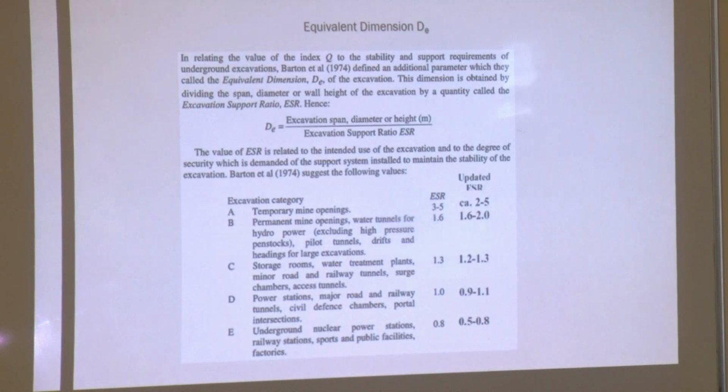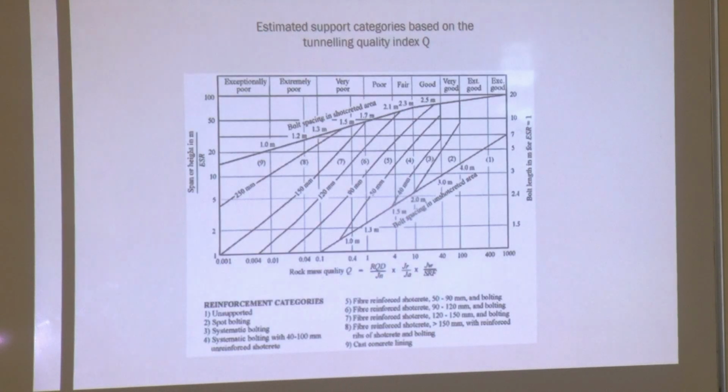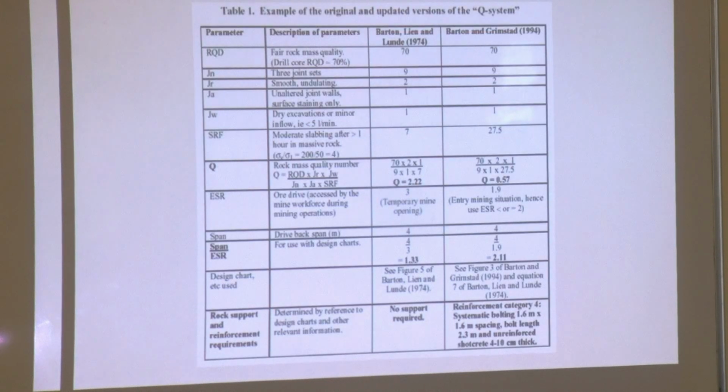Now, they have thought of an equivalent dimension. There is a D correction factor, and D is correlated with the ESR, and they have found a good curve in the Q system, and it is working. This is the correction they made in 1992 or 1994. This is the work they have done in 94.